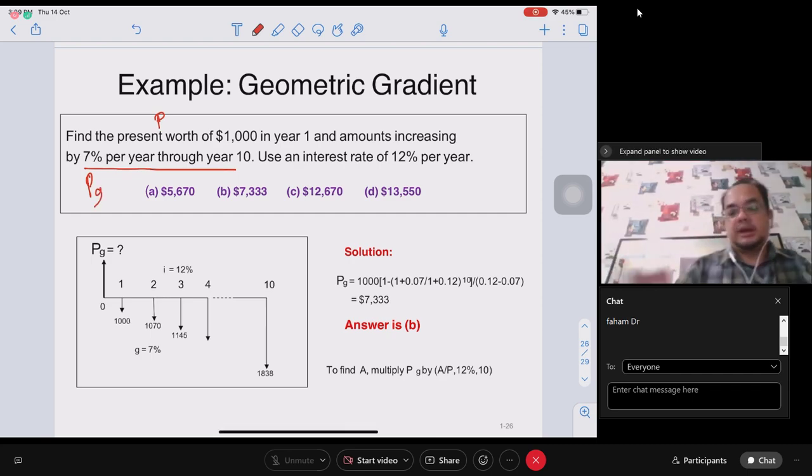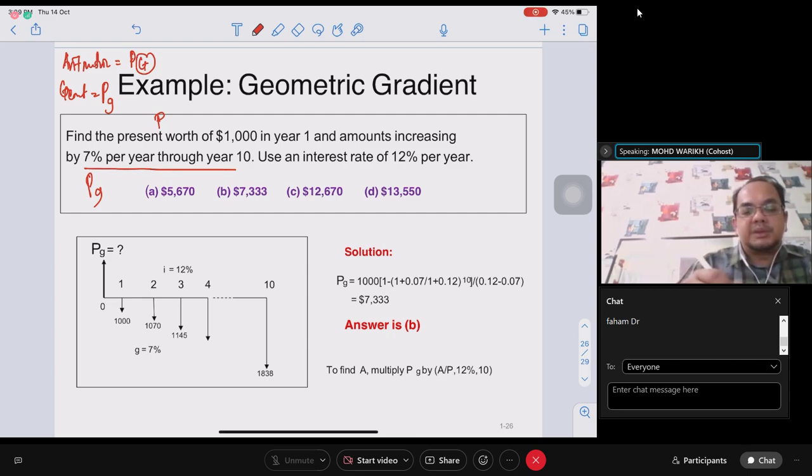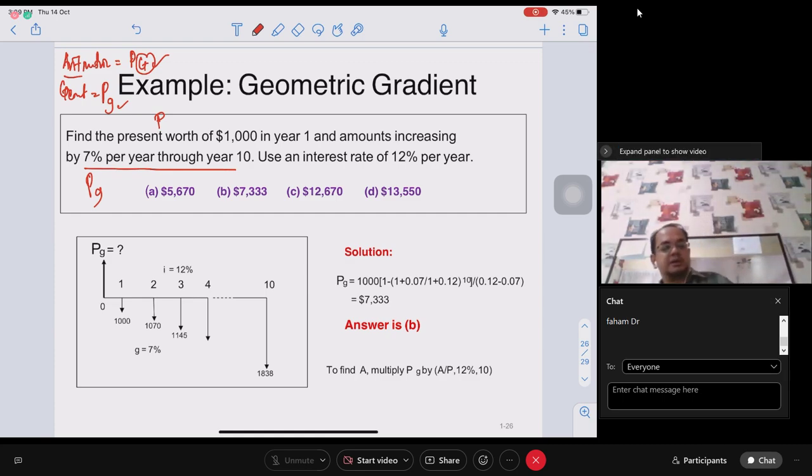Just now for the arithmetic, we use the capital G. For geometric, we use the small g. Arithmetic is a capital G. For geometric, it's a small g. Make sure the symbol is correct. Use the correct symbol.